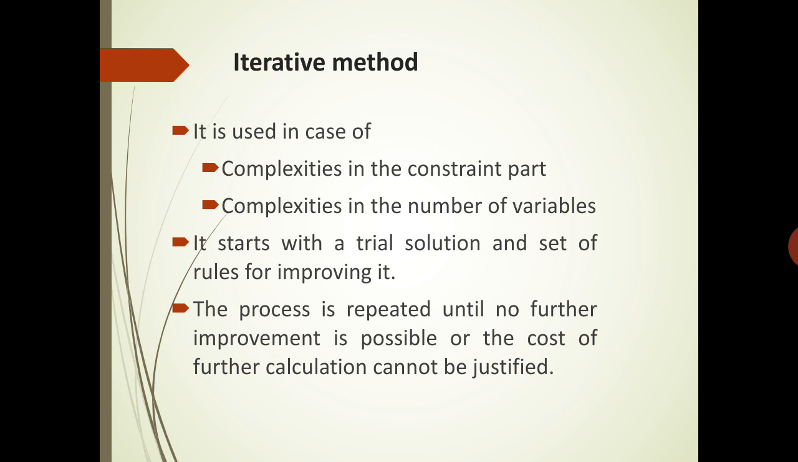Iterative method. If classical methods fail because of complexity of the constraints or of the number of variables, then we have to adopt an iterative method. Such a procedure starts with a trial solution and a set of rules for improving it. The trial solution is then replaced by the improved solution, and the process is repeated until either no further improvement is possible or the cost of further calculation cannot be justified.